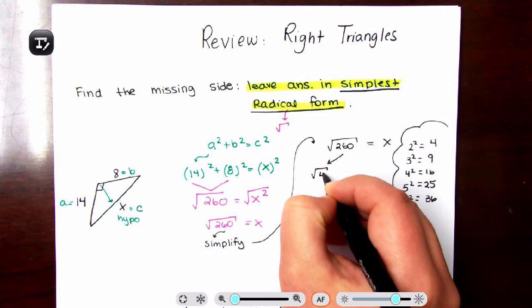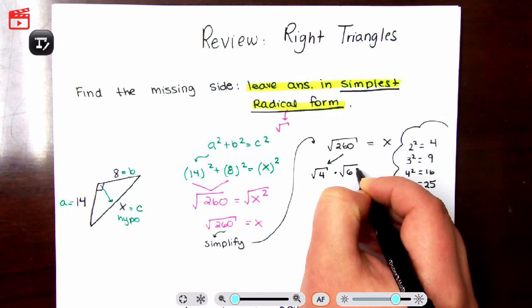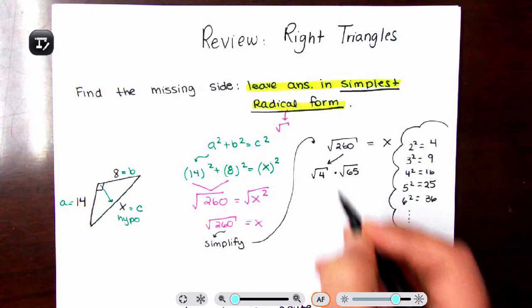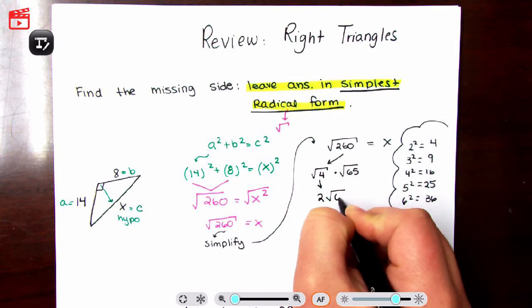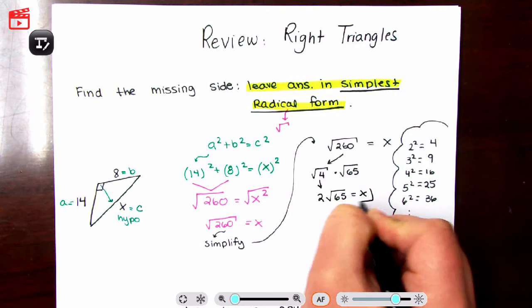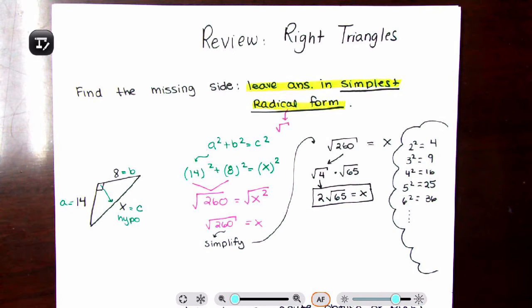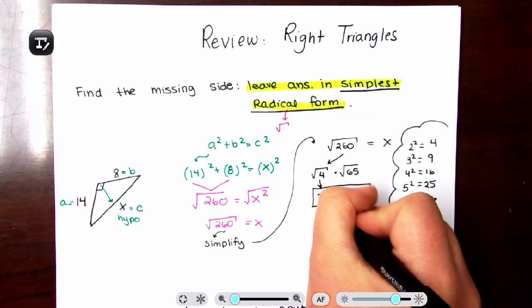So we're going to write 4 here. 4 times 65 is 260. 4 square rooted is 2. We cannot simplify 65. So our final answer for x is 2 times the square root of 65. And this is your answer.